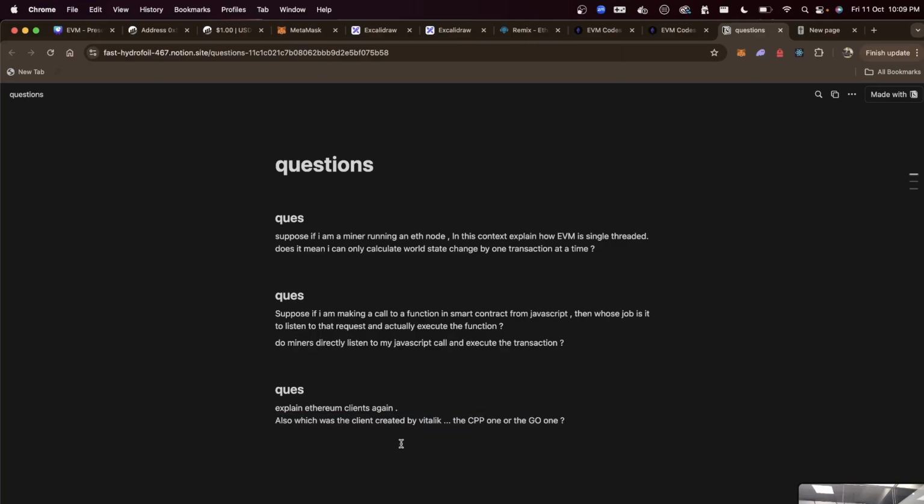Explain Ethereum clients again. Also, what is the client created by? I think this C++ client is created by Ethereum, by Vitalik. I could be wrong. Go client I think is created by Paradigm. Again, I could be wrong. Paradigm did create one big Ethereum client. I think they're trying one on Solana as well. Paradigm is one of the biggest VC firms in crypto. I think they created Geth, the one in Golang. I could be wrong.